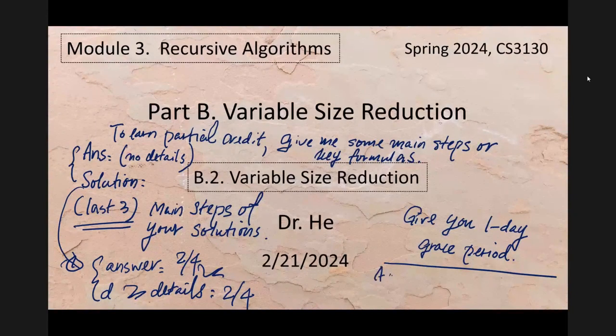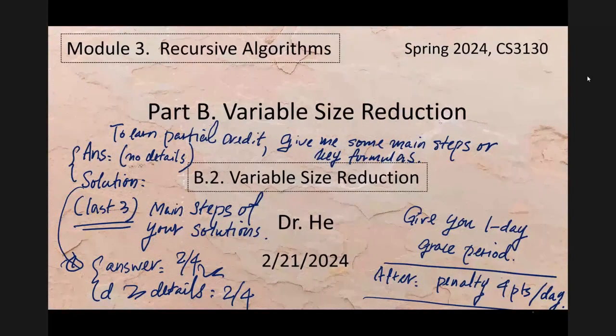After the grace period, the penalty is 4 points per day. Let you know first. Not too much, but you cannot delay too long.